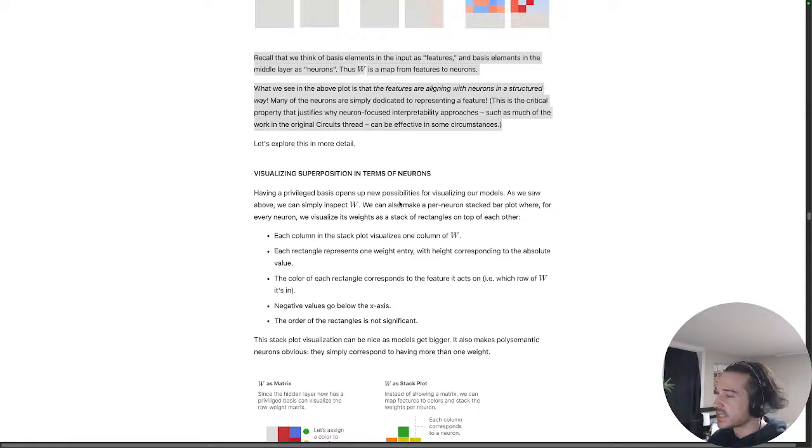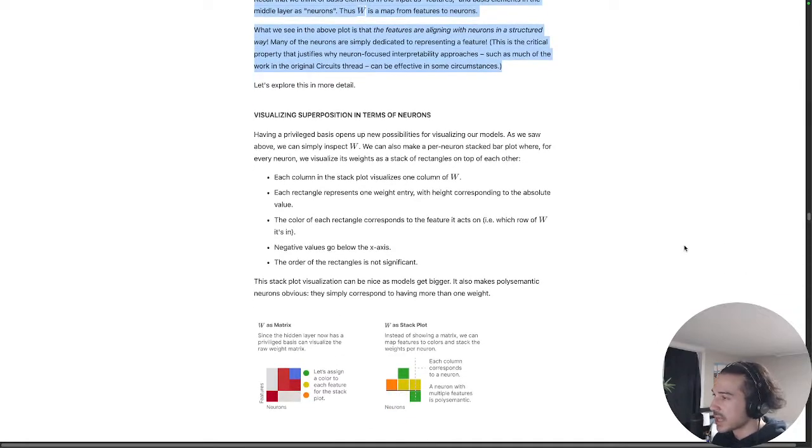Having a privileged basis opens up new possibilities for visualizing our models. As we saw above, we can simply inspect W. We can also make a per neuron stacked bar plot where, for every neuron, we visualize its weights as a stack of rectangles on top of each other. Each column in the stack plot visualizes one column of W. Each rectangle represents one weight entry, with height corresponding to the absolute value.